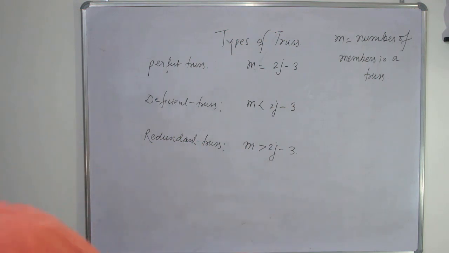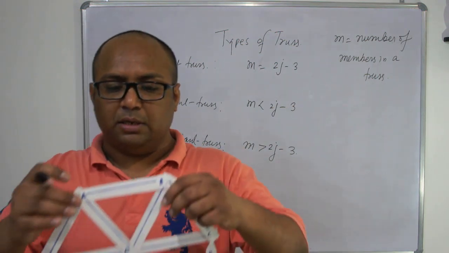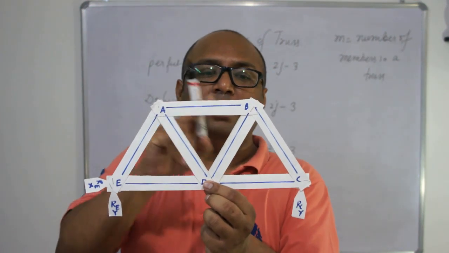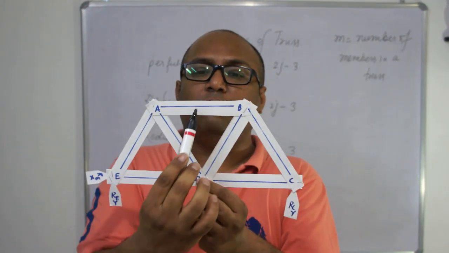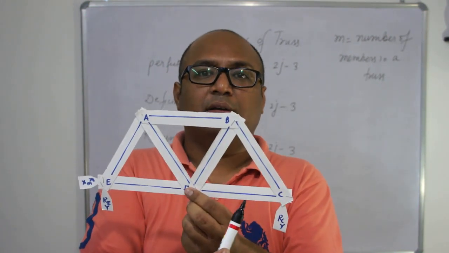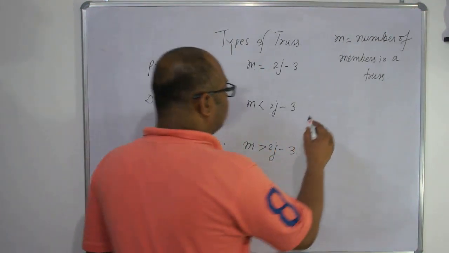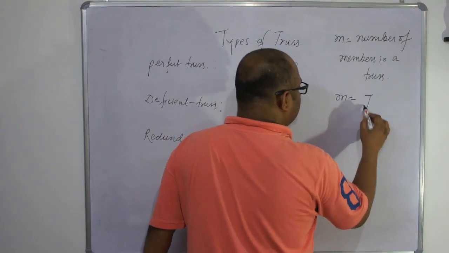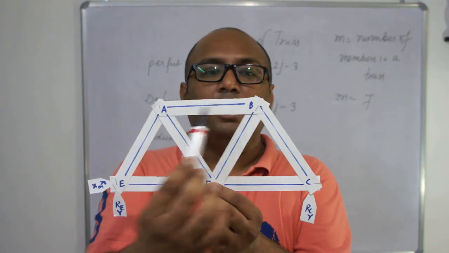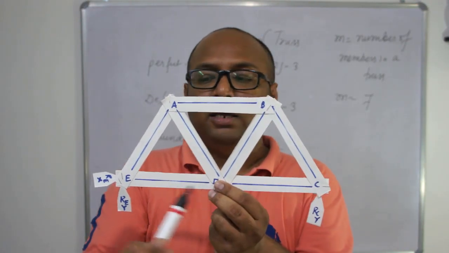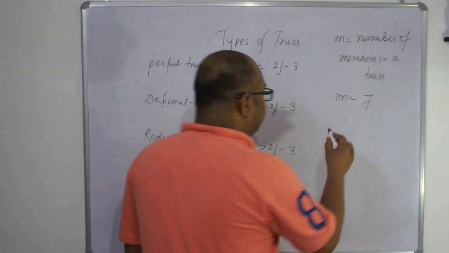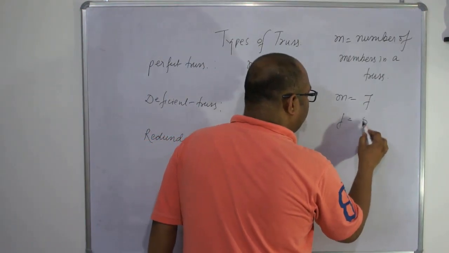So let us take our case. Let us take this small case. How many members are there in this case? 1, 2, 3, 4, 5, 6 and 7. So there are 7 members, m equals 7. How many joints are there in this truss? A, B, C, D and E. 5 joints are there, so j equals 5.